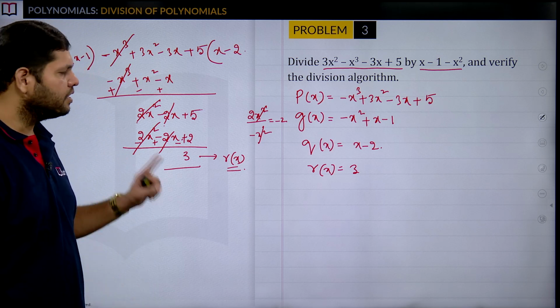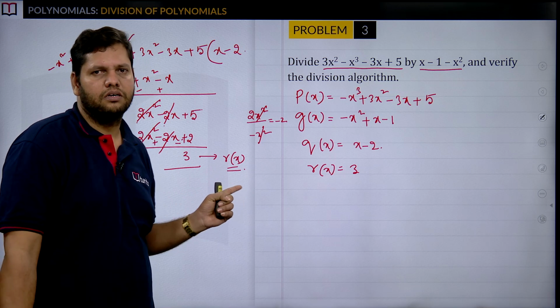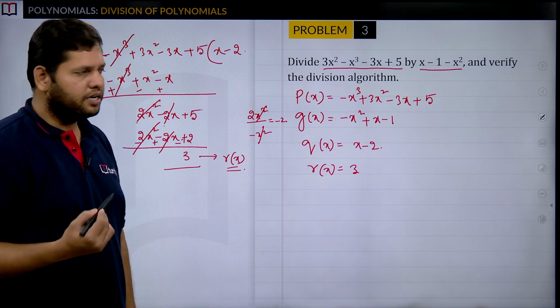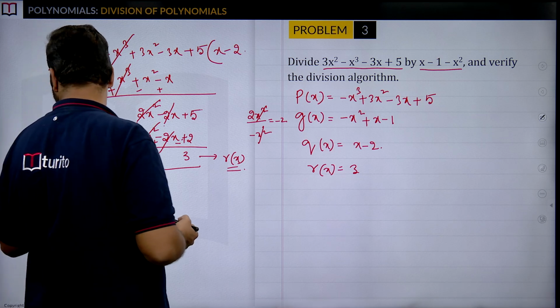Clear, children? We got the word quotient and we got the word remainder. Now children, we need to check the division algorithm. Okay. Now children, let us see how we are going to check this division algorithm.